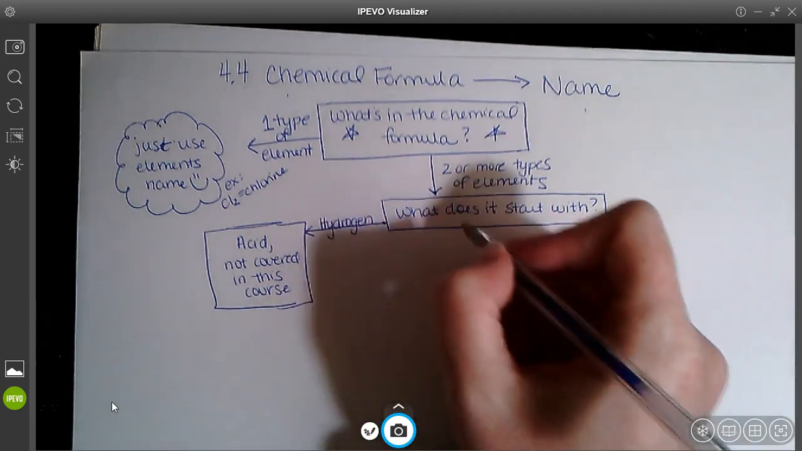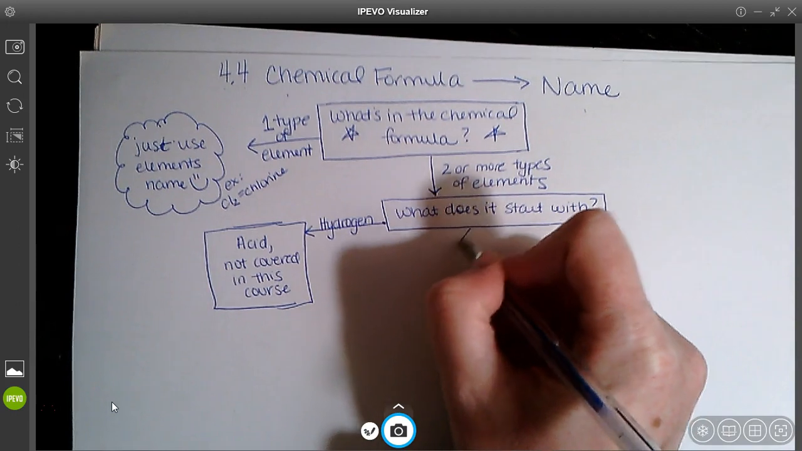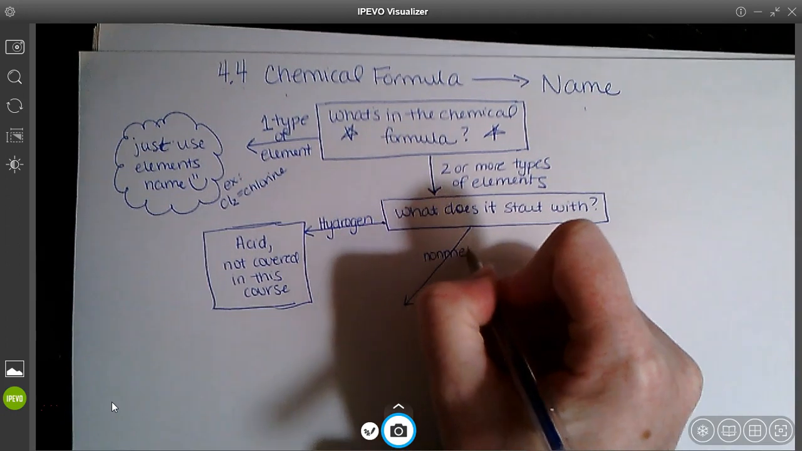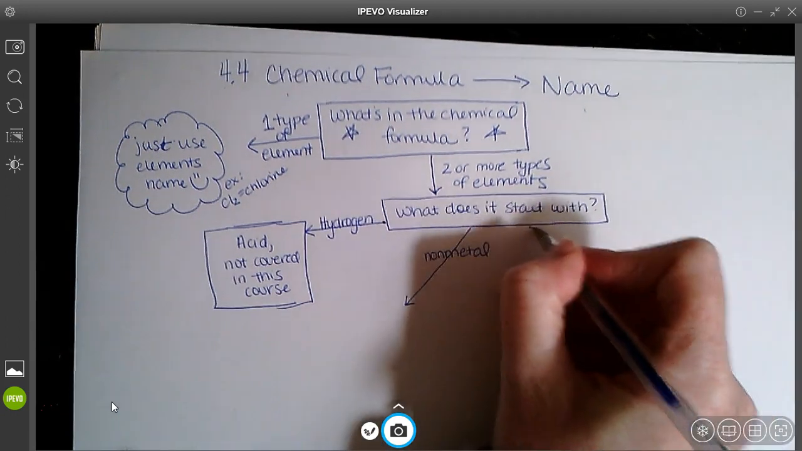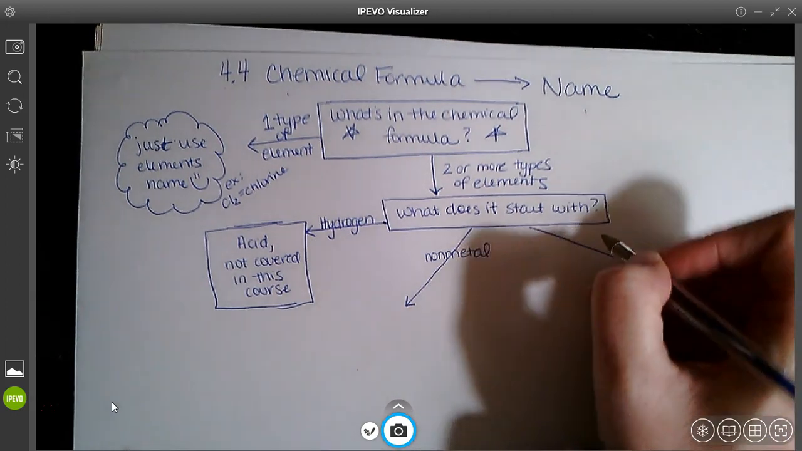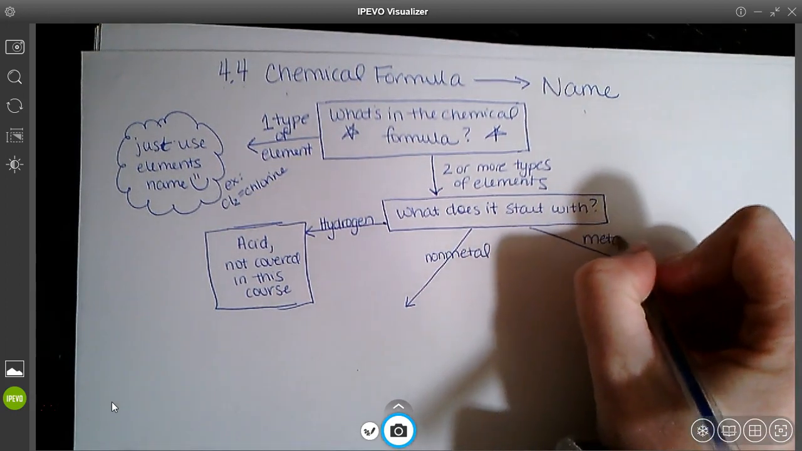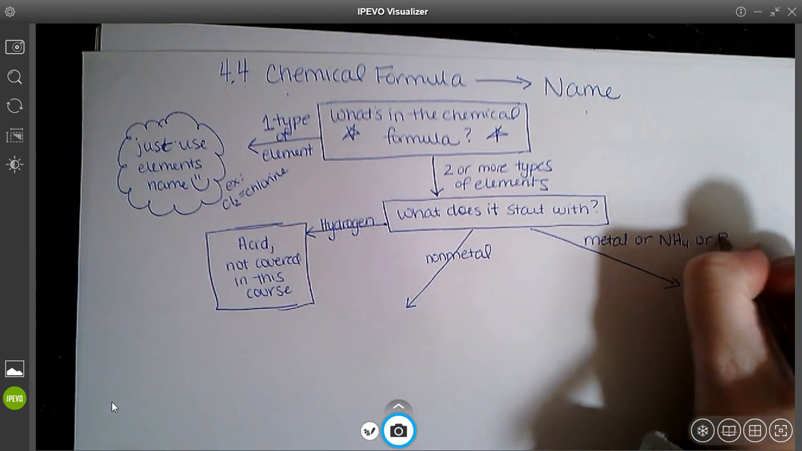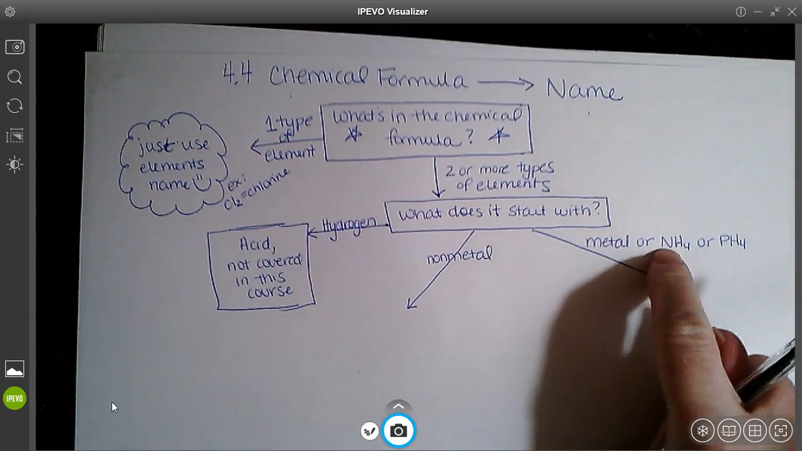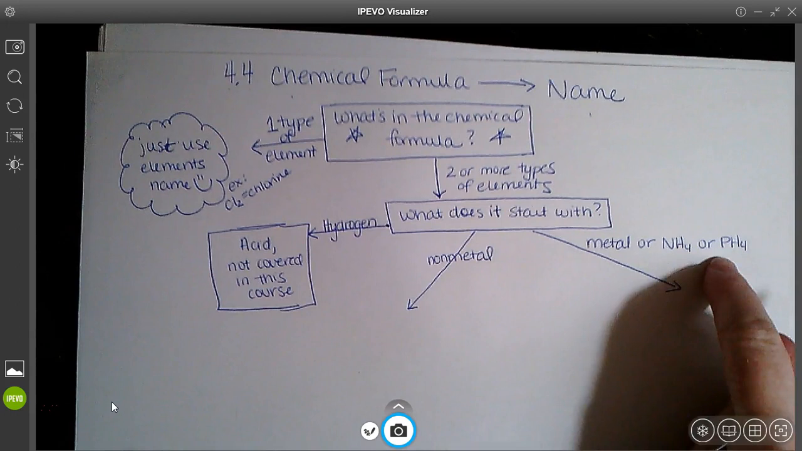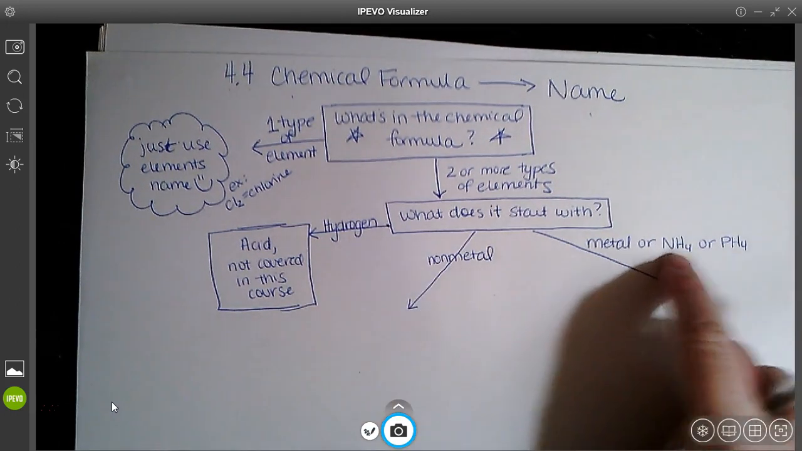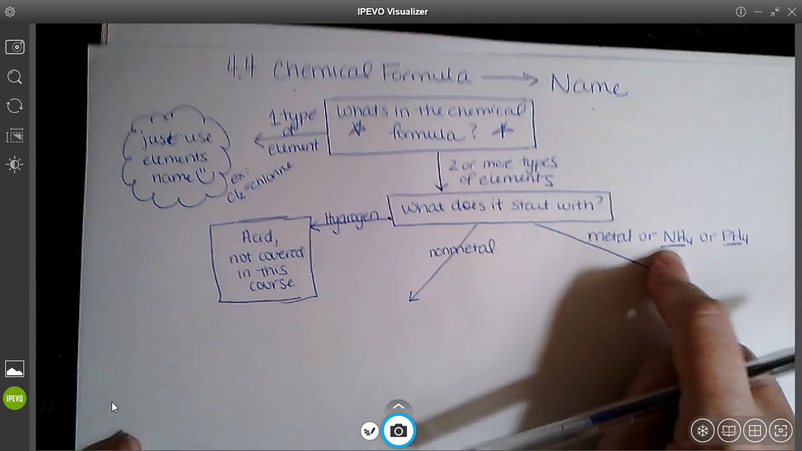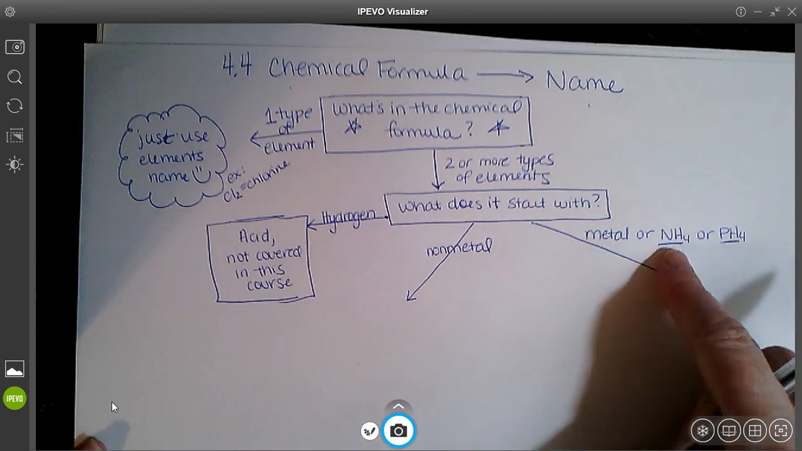All right, so now we're going to say it could either start with a nonmetal, or it could start with a metal, or NH4, or PH4. Now I realize nitrogen and phosphorus, they are nonmetals. So if it starts with NH4 or PH4, this is going to be more important than this nonmetal. Okay, so look for that. Look for if it starts with a metal, NH4 or PH4.